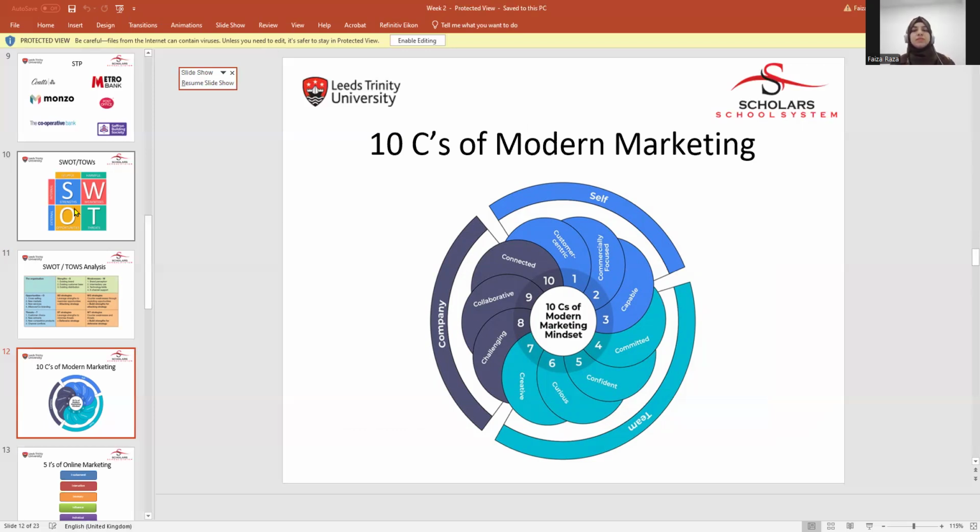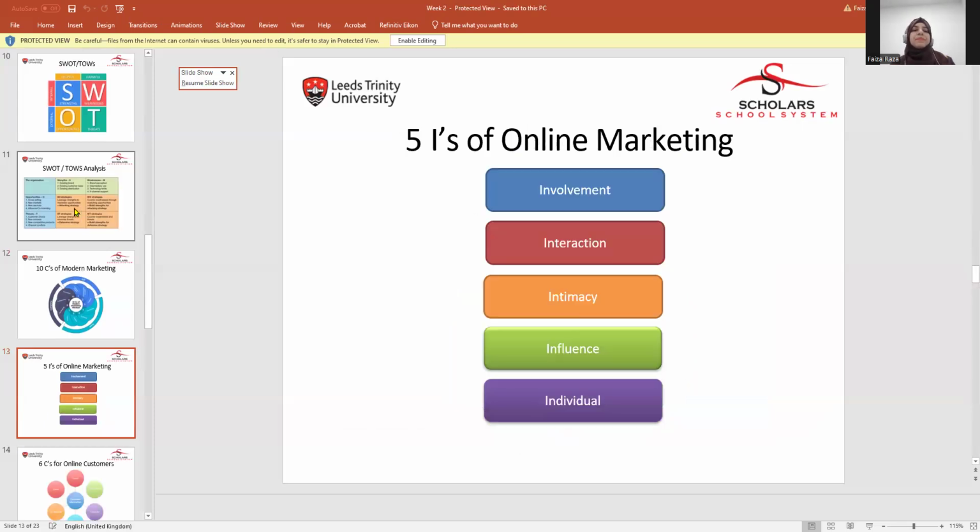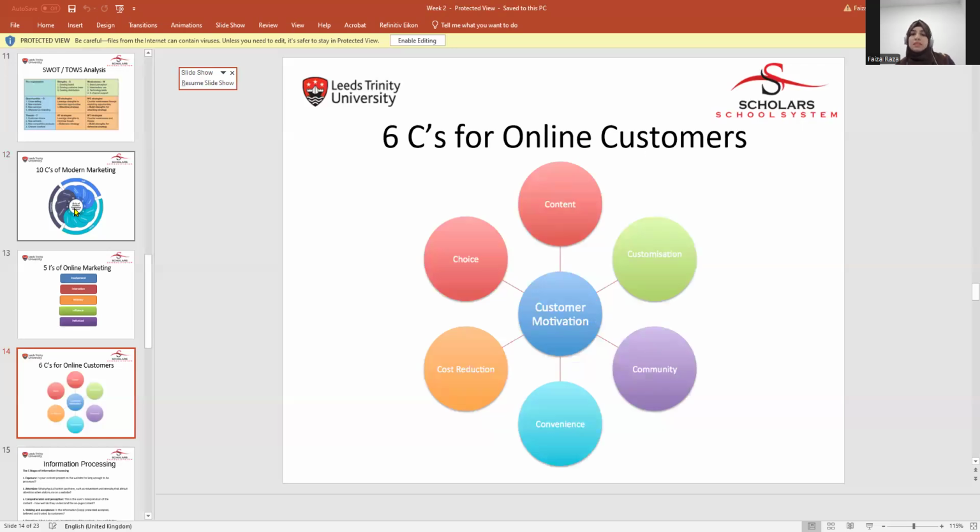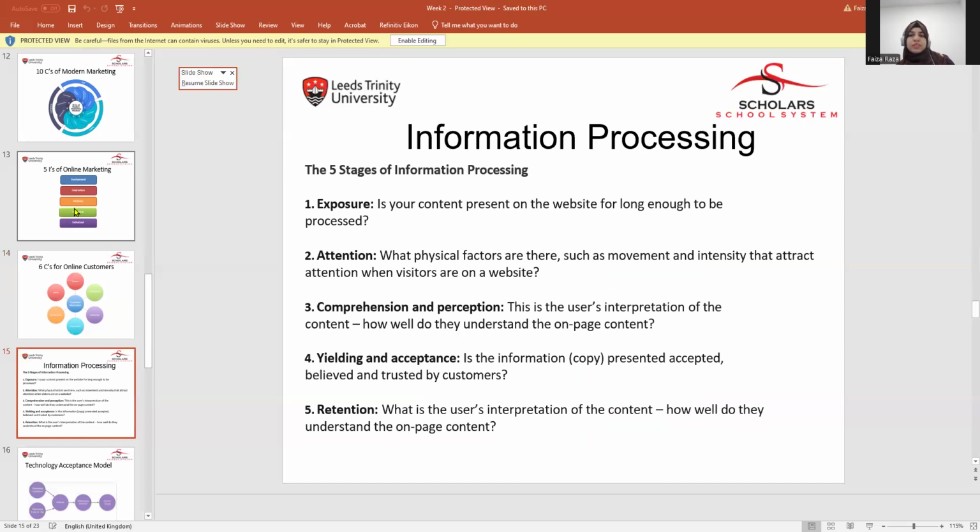So again, coming to the 10 C's of modern marketing. The 10 C's of modern marketing are: customer-centric, capable, committed, confident, curious, creative, challenging, collaborative, and connected. These are the 10 C's of modern marketing. The 5 I's of online marketing are involvement, interaction, intimacy, influence, and individual. Then the 6 C's for online customers are content, customization, community, convenience, cost reduction, and choice.